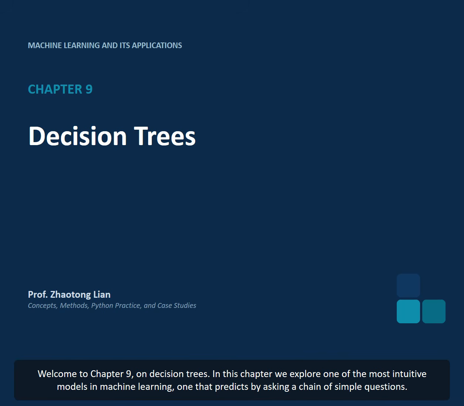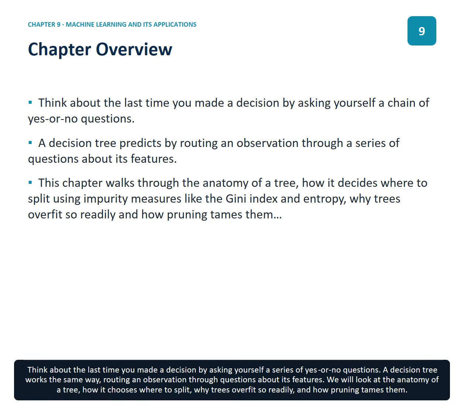Welcome to Chapter 9 on Decision Trees. In this chapter, we explore one of the most intuitive models in machine learning, one that predicts by asking a chain of simple questions. Think about the last time you made a decision by asking yourself a series of yes or no questions. A decision tree works the same way, routing an observation through questions about its features. We will look at the anatomy of a tree, how it chooses where to split, why trees overfit so readily, and how pruning tames them.